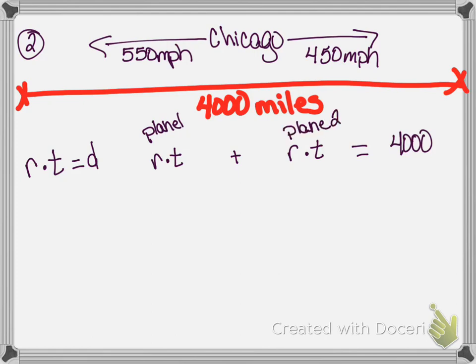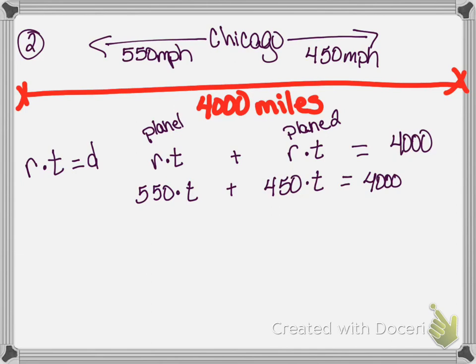And because we know our total distance, we can figure that out. So plane 1 is traveling 550 miles per hour, and it's traveling the same amount of time as plane 2. We just don't know what that time is, and that's what we're figuring out. Plane 2 is traveling 450 miles per hour, and it is also traveling the same amount of time as plane 1. And together they're traveling 4,000 miles.